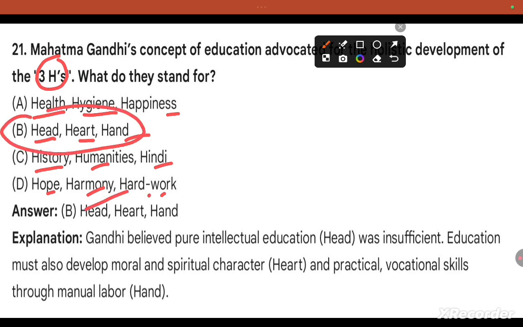Head, heart, hand. Gandhi believed pure intellectual education was insufficient. Education must also develop moral and spiritual character and practical vocational skills through manual labor.